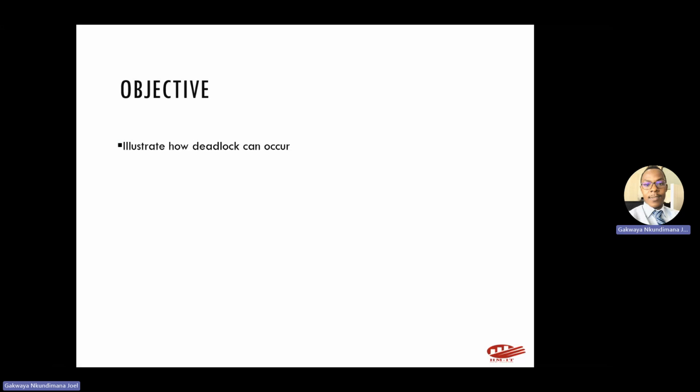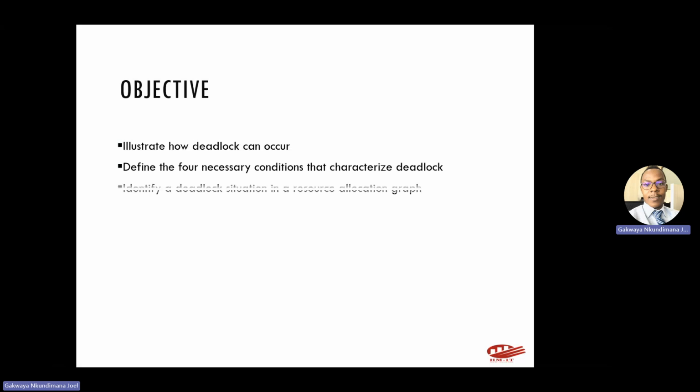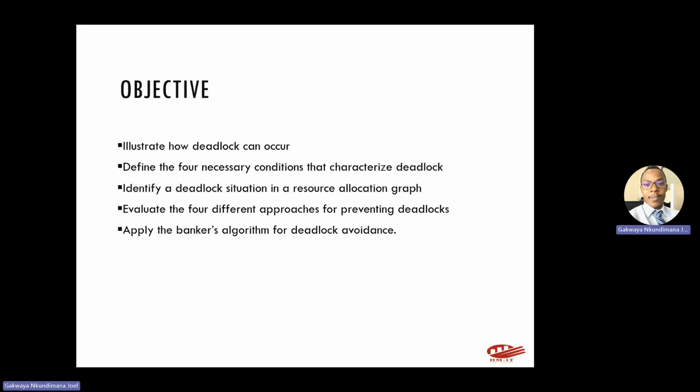So now we look here how deadlock can occur. We again define the 4 necessary conditions that characterize the deadlock. We also identify the deadlock situation in the resource allocation graph, and we evaluate the 4 different approaches of deadlock. And also we try to understand something called the banker's algorithm for deadlock avoidance. We also apply the deadlock detection, and we will evaluate the approach for recovering from deadlock.